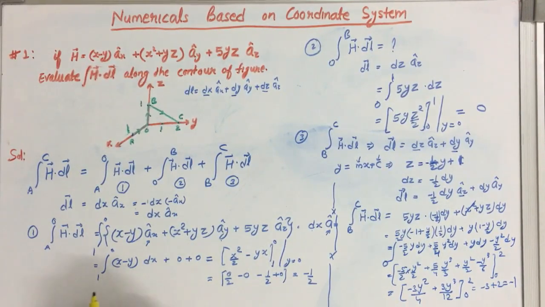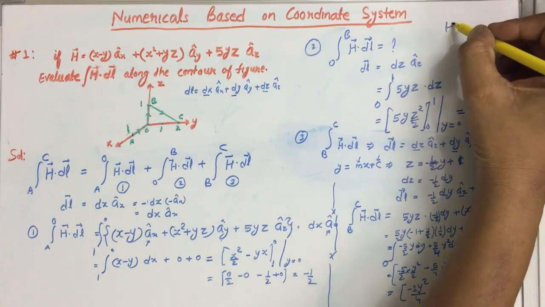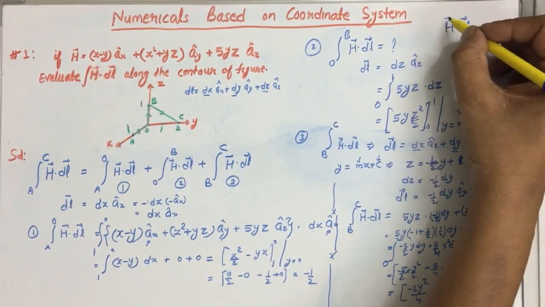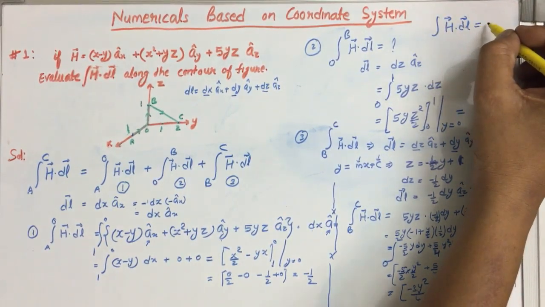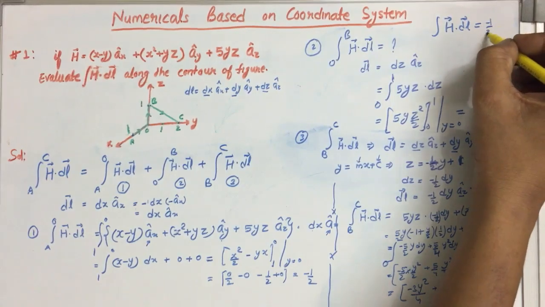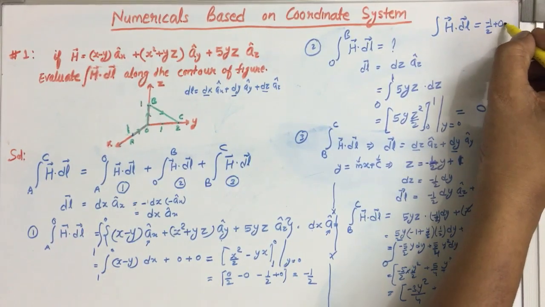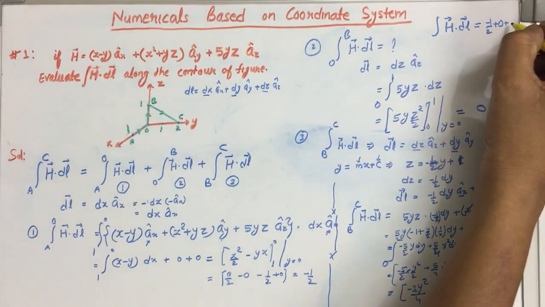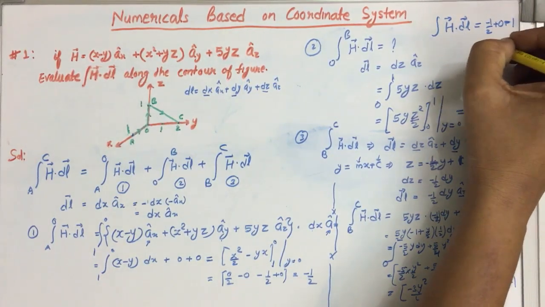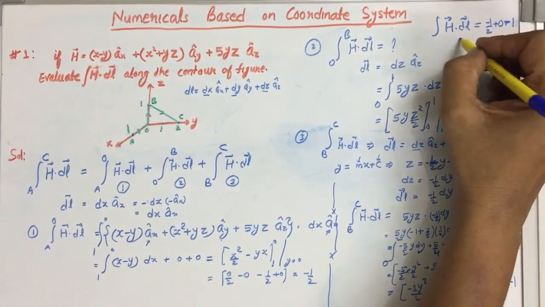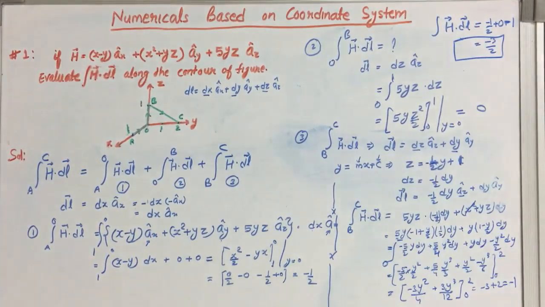Now h dot dl will be the sum of all, that is minus half plus 0 plus minus 1. It will be minus 3 by 2. This is our final answer. I think it is clear to you all.